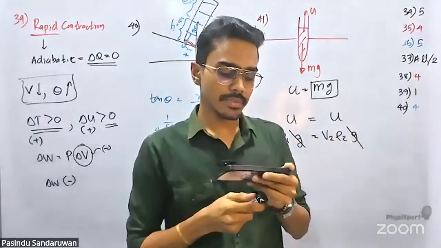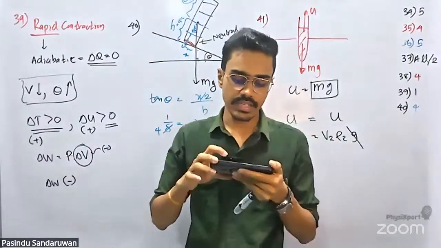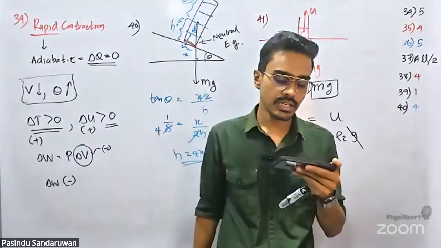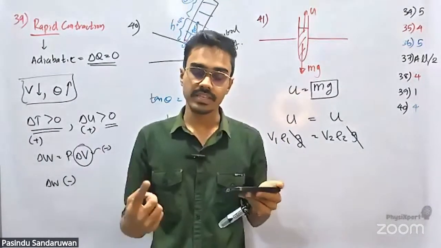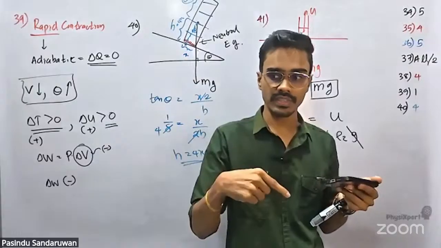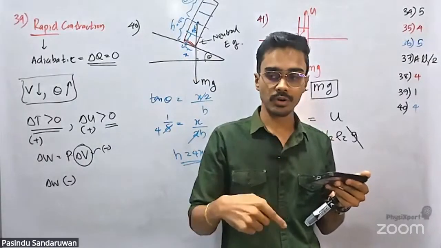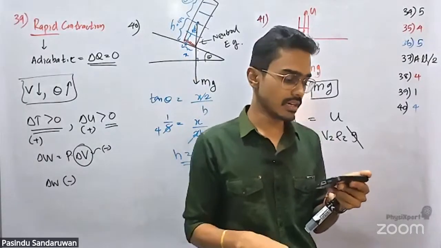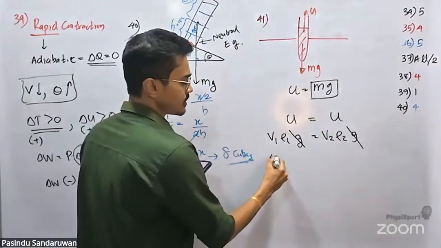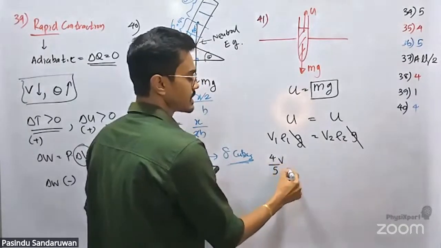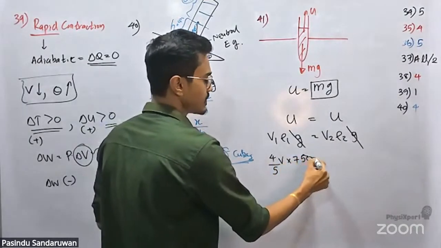A hydrometer floats in a liquid of density 750 with 1/5 of the total volume above the liquid, which means 4/5 is below the liquid. Again, this much of the volume is inside the liquid, and the density of the liquid is 750.